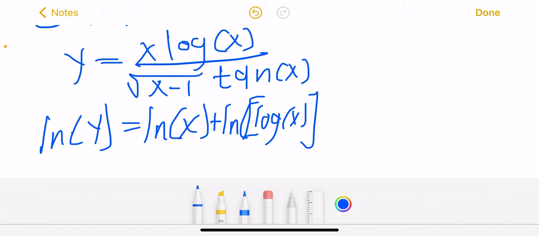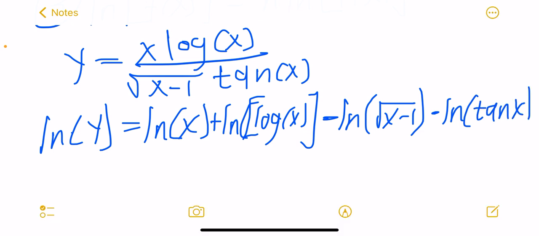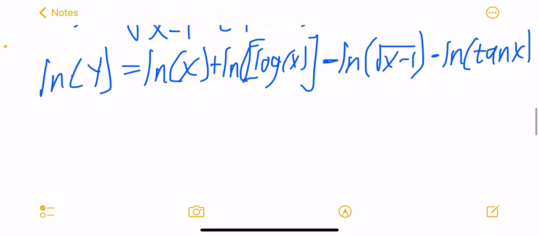Okay, therefore the division sign tells us we have to subtract. That's why we're going to have minus ln square root x minus 1. Okay, and then the last one also subtract, minus ln tan of x. Okay, so now we have to simplify this equation so we can derive it easily.